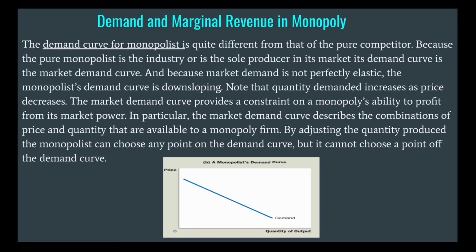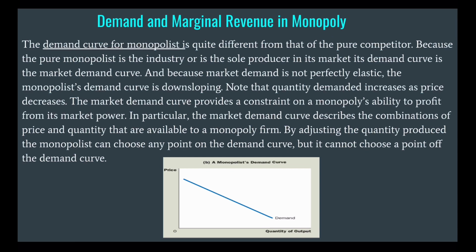The demand curve for a monopolist is quite different from that of the pure competitor, because the pure monopolist is the industry, or the sole producer in its market. Its demand curve is the market demand curve, and because market demand is not perfectly elastic, the monopolist's demand curve is downsloping. Note that quantity demanded increases as price decreases.